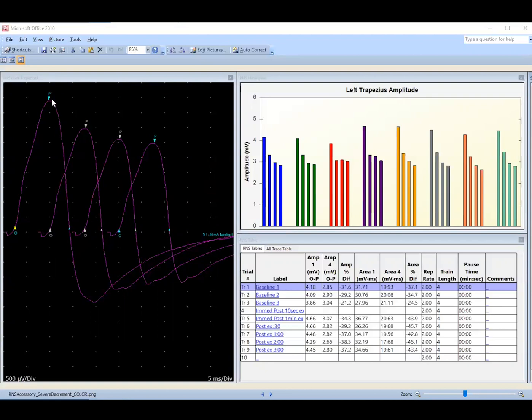I then look at the drop in the response, both amplitude and area, between the first shock and each of the successive shocks. We're looking for the maximum reduction in amplitude and area. Usually the maximum drop will be between the first and the 4th or 5th stimuli. Eventually, if you continue to give shocks, that amplitude will stabilize and may even improve a little bit.